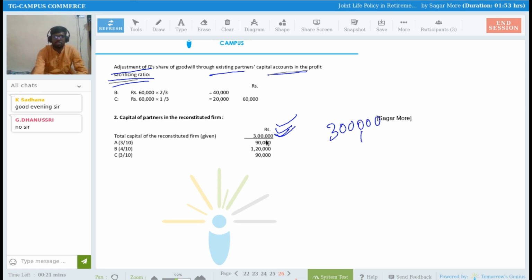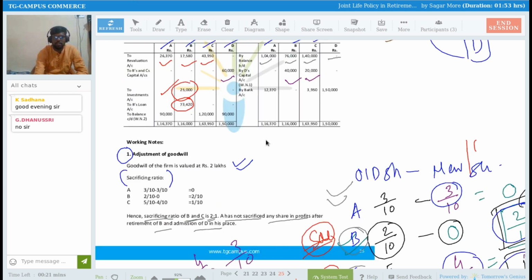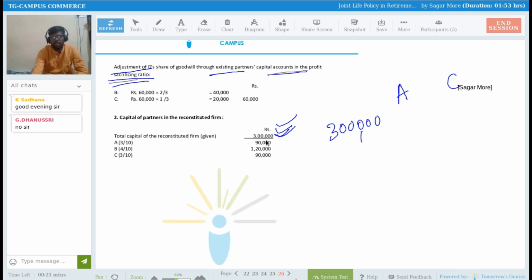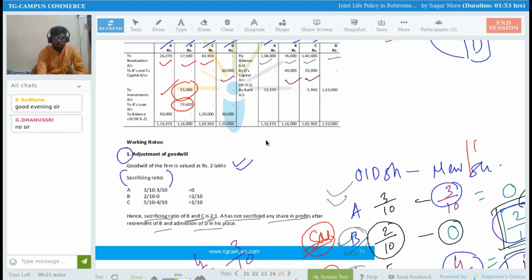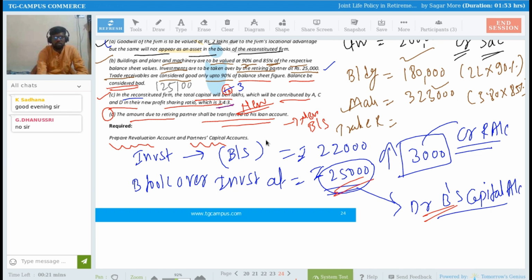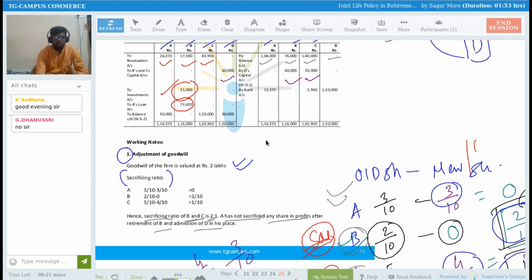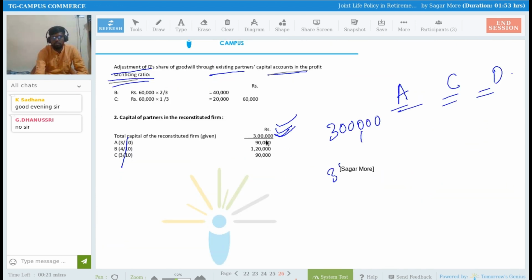So 3 lakh rupees, and who are the partners? Partner A is there, partner B is retired, no? Am I correct? Yes. So partner A will be there, partner C will be there, and partner D will be there. It is wrongly written here. Just calculate this 3 lakh rupees in the ratio of A, C, D's profit sharing ratio. What is the profit sharing ratio of A, C, D? 3:4:3. Do it.